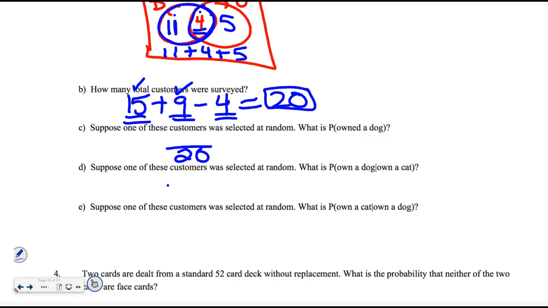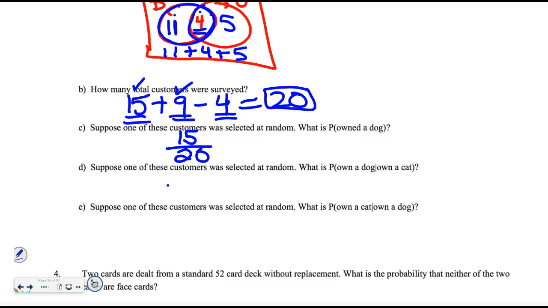Own a dog. How many own dogs? 15. Thank you for not saying 11, because Nick owns a dog. So you got to include those boths in there. Let's go ahead and, I think you can just leave that one a fraction. Yep, you can just leave that a fraction. You don't even need to reduce it.